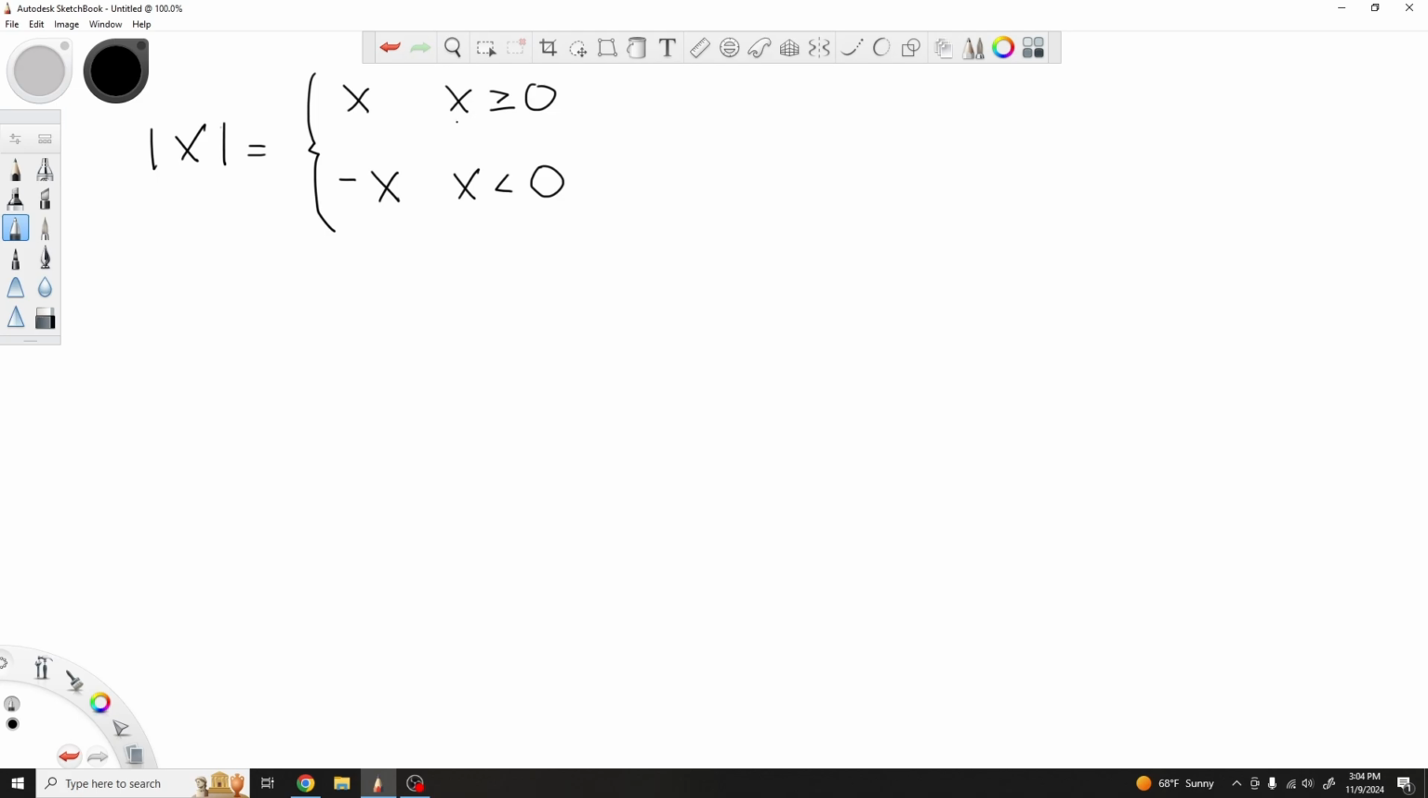Well, that means that anytime the input is 0 or positive, as in not negative, we can keep it the same. But anytime it is negative or less than 0, we have to multiply it by -1 because a negative times a negative will be switched to a positive and therefore not negative. So all the output values will be non-negative. And to show that, I'm going to graph the function out.